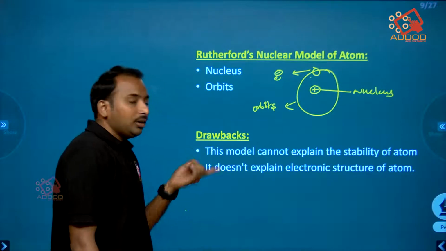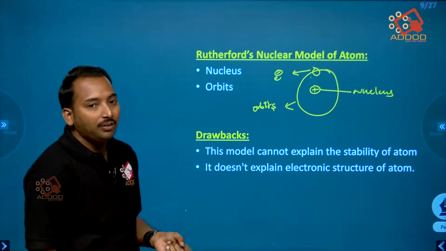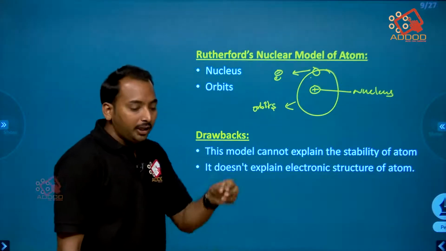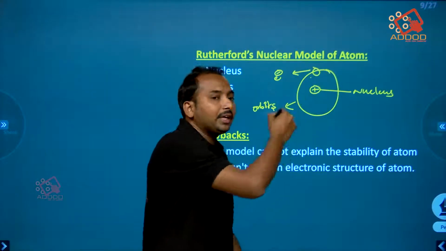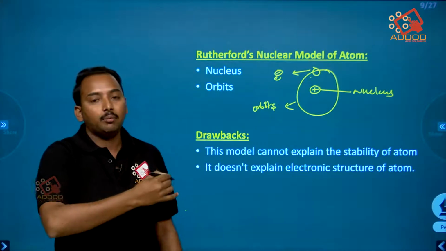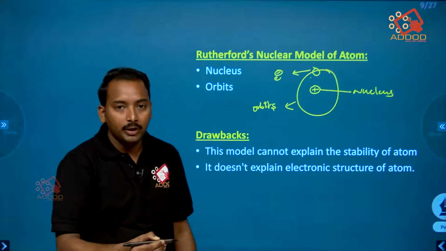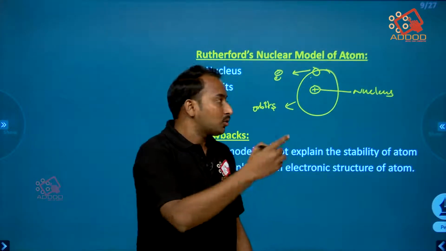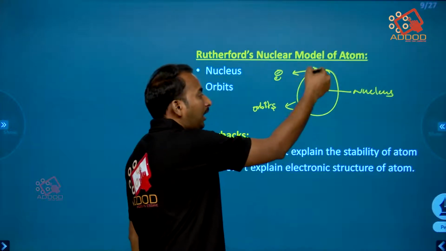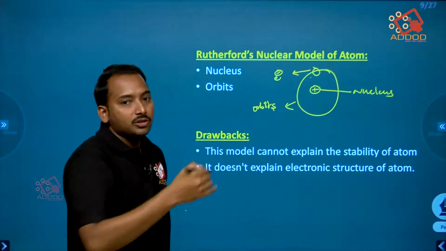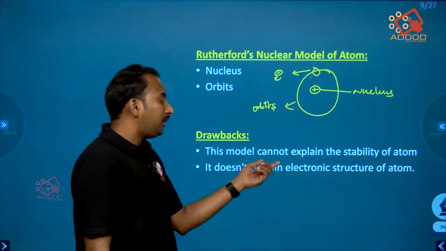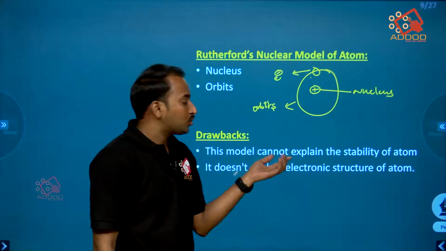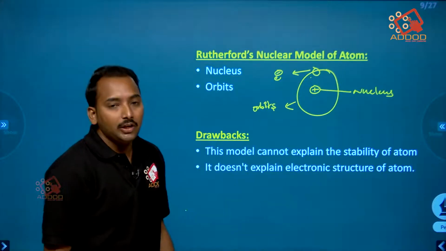And what are the drawbacks of the Rutherford nuclear model of the atom? First, this model cannot explain the stability of the atom. Electrons revolve around the nucleus in a circular path, called an orbit. According to electromagnetic theory, the electron would emit energy and the orbits would continuously shrink, but this does not happen in the atom. So he could not explain the stability of the atom.